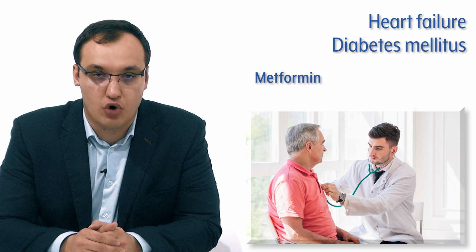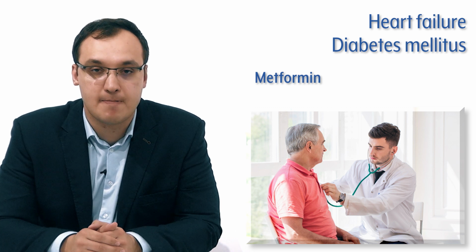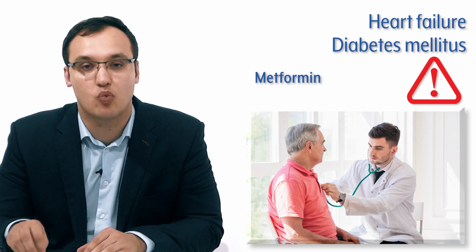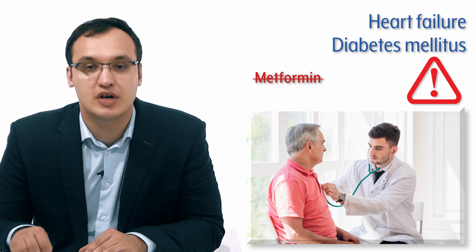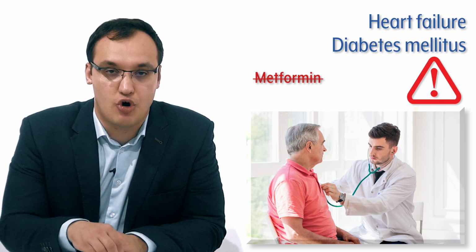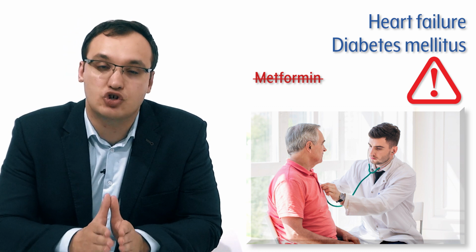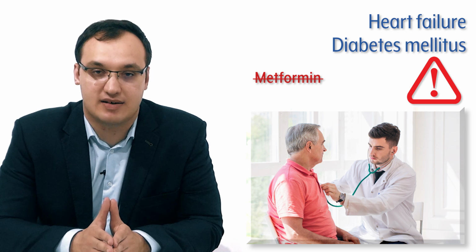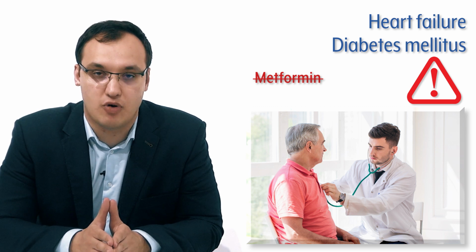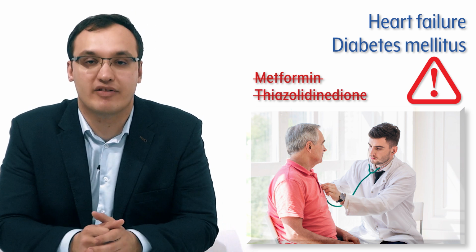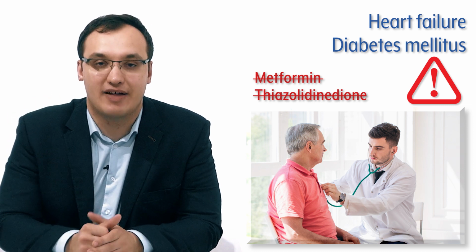For example, if we treat diabetes mellitus with Metformin, which is one of the most important medications for diabetes mellitus, then we have a problem. Why? Because Metformin is one of the medications that are not allowed to be given to a patient with heart failure. So if you have a patient with heart failure and diabetes mellitus, then please choose another anti-diabetic medication. So not Metformin, and also not thiazolidinediones. These are the two medications that you are not allowed to give. So please look at other medications.